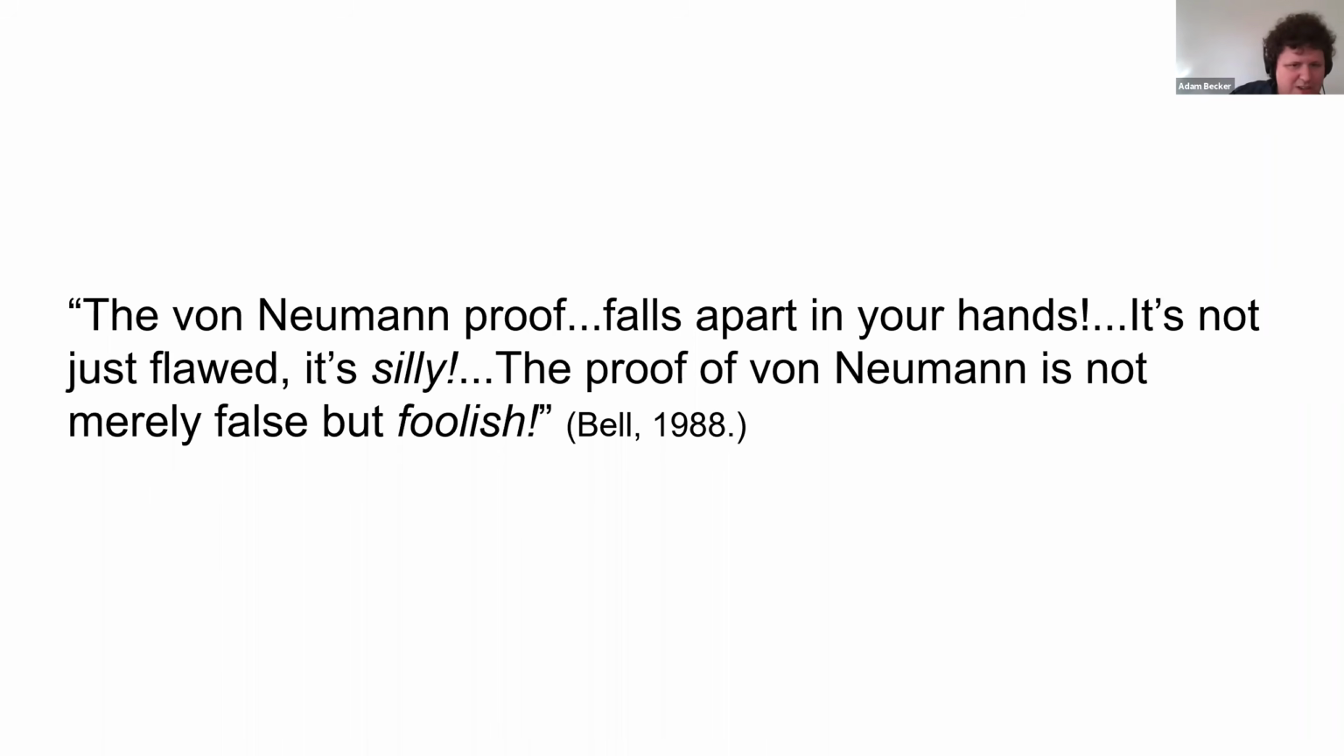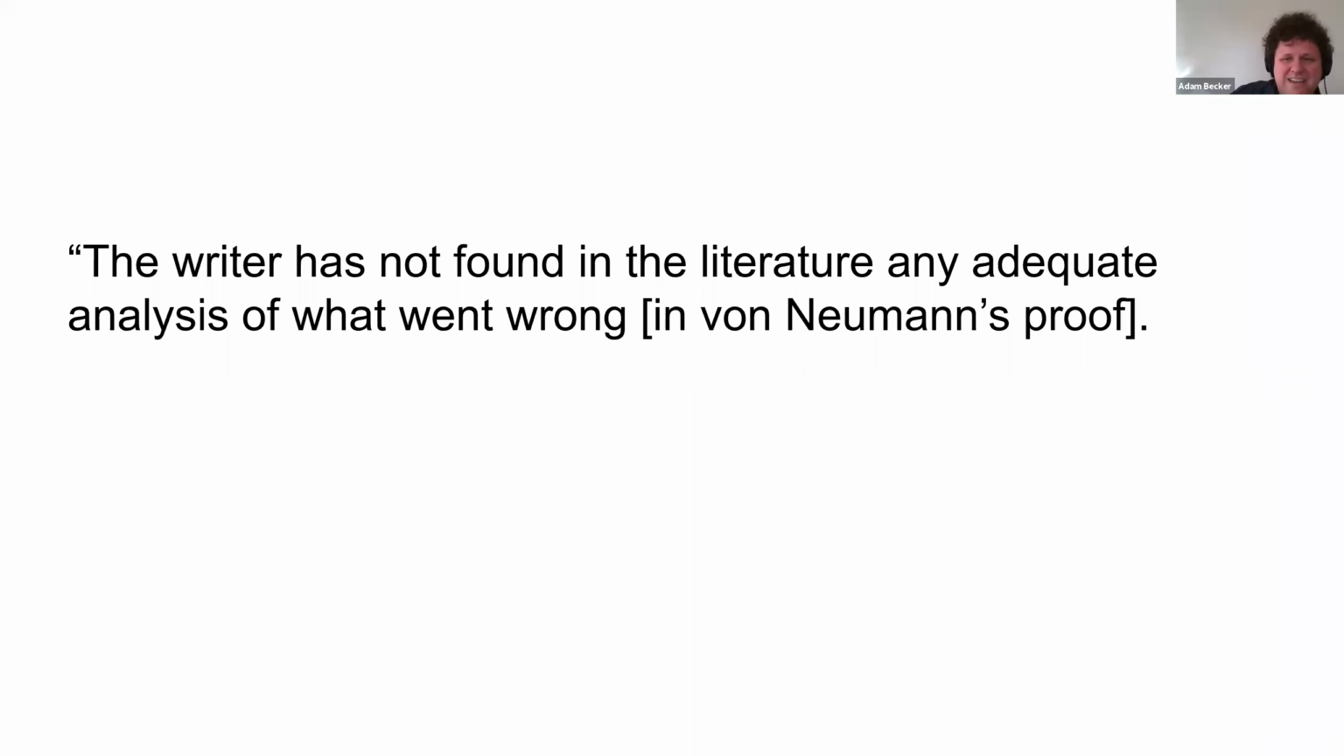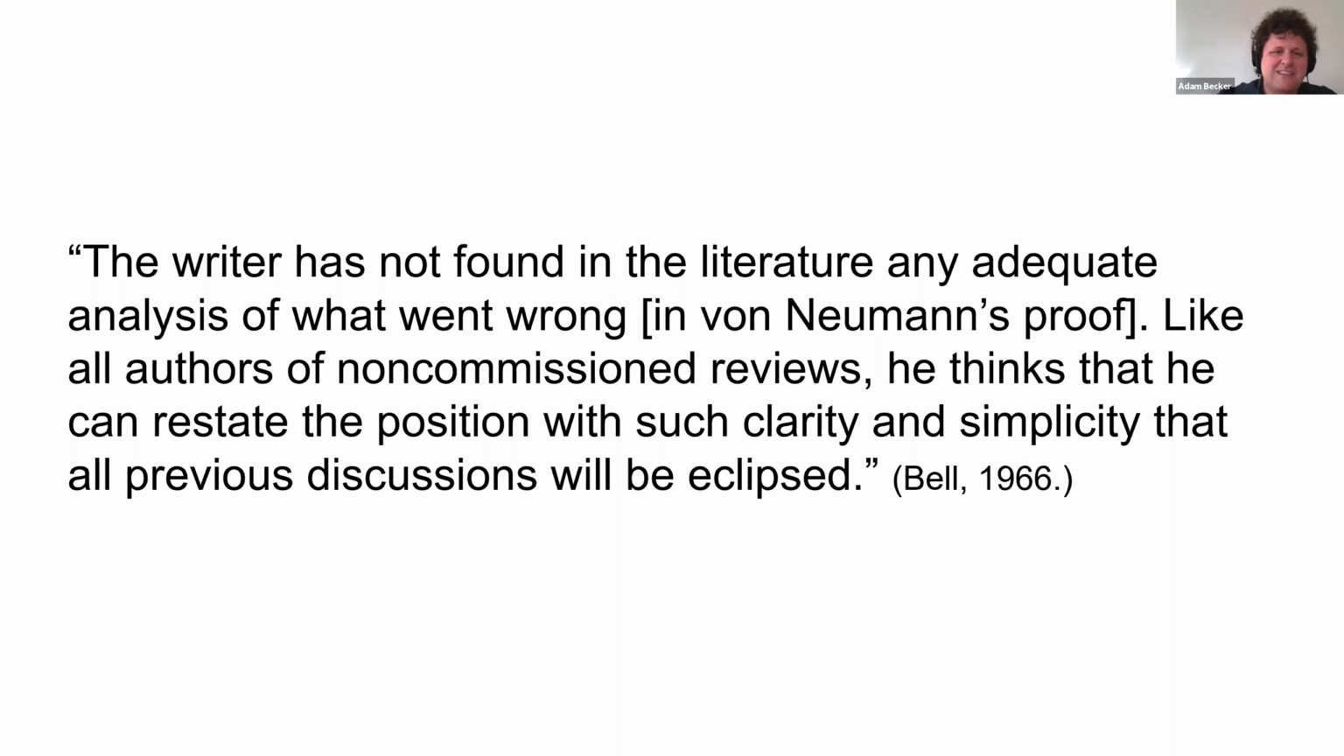He sat down and worked out exactly where von Neumann went wrong, and where Jauch and Piron went wrong, and how Gleason's work had been misunderstood in this context. And then he wrote it up in the format of a review article. He opened the review article by saying, I've not found any analysis of what went wrong in von Neumann's proof. And like all authors of non-commissioned reviews, I think that I can restate the position with such clarity and simplicity that all previous discussions will be eclipsed.